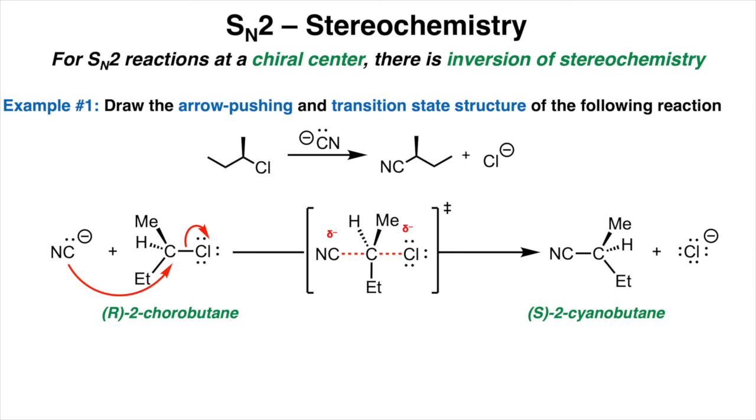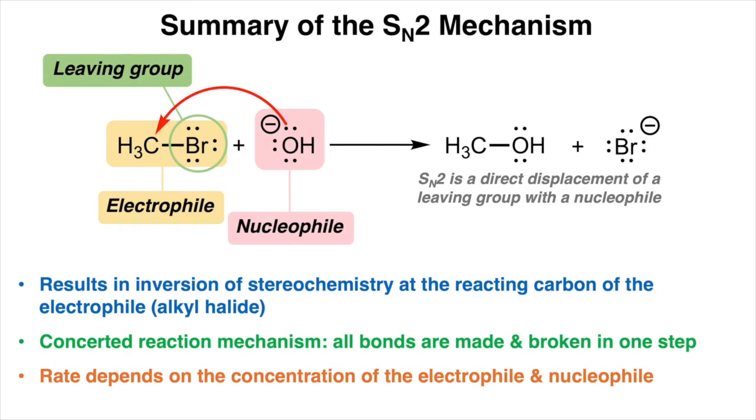In summary, the SN2 reaction is a concerted or one-step mechanism where the nucleophile attacks the carbon at which the leaving group is attached to, and then the leaving group leaves. Just to reiterate, SN2 is the direct displacement of a leaving group with a nucleophile. In our next video, we're going to discuss what makes a good nucleophile and what are the best types of electrophiles specifically for SN2 reactions.